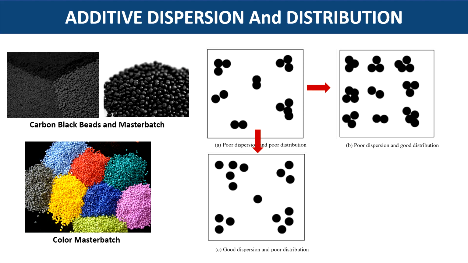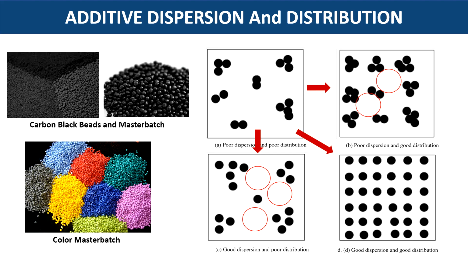In case of reinforcing filler, in both scenarios, there will be several weak points in the final product. So, the ideal scenario will be achieving both good dispersion and distribution. And this ideal scenario can only be achieved by using appropriate mixing parameters and screw design. Now, let's discuss different parameters that affect dispersion and distribution of additives, and how we can select them to achieve desired dispersion and distribution level.